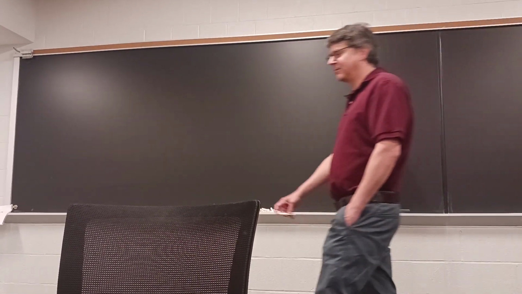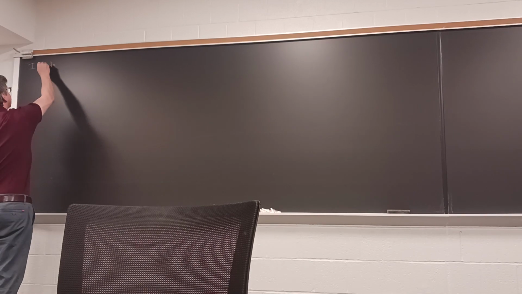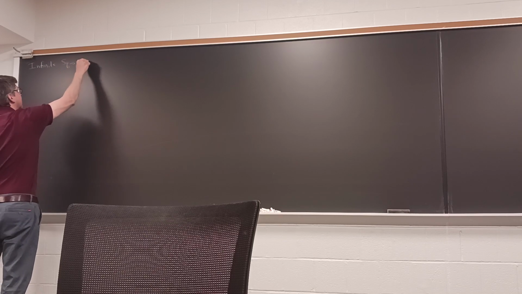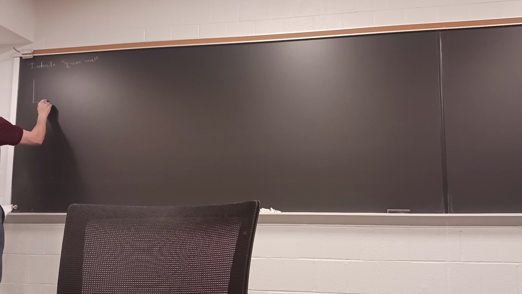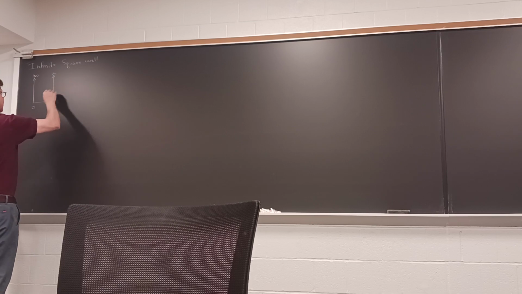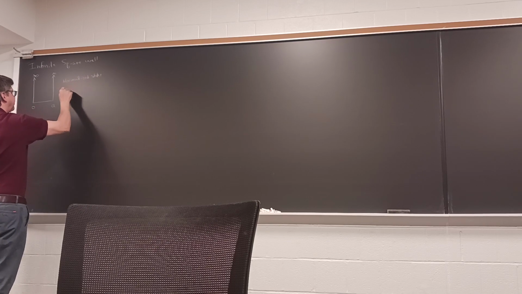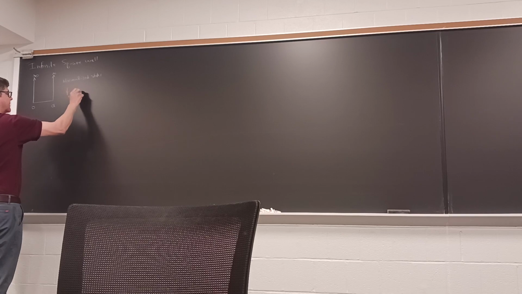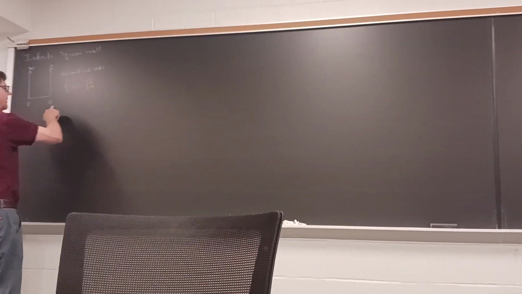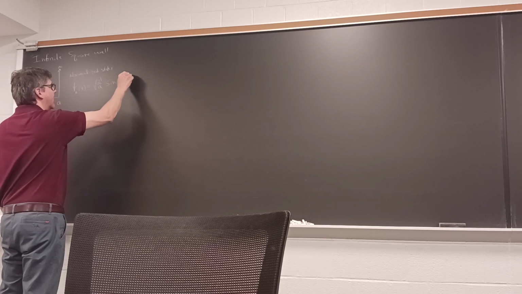So the first thing I wanted to do was discuss, since we already calculated the states of the infinite square well, I'll just remind you that the normalized states psi n of x are the square root of 2 over a, where a is the length of the well, times sine of n pi x over a.